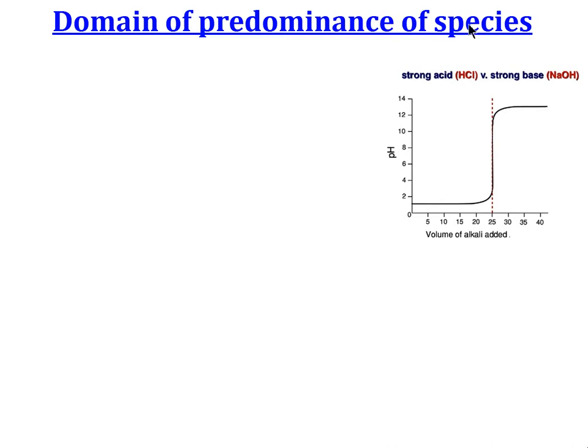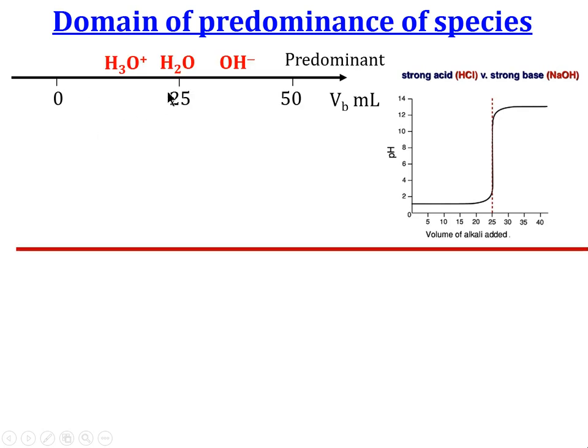Domain of predominance of species during the titration process. Consider the titration curve of the strong acid HCl by the strong base NaOH. For a volume of the base added between 0 and 25 milliliters, H3O+ is predominant. The pH is acidic. For a volume greater than 25, the pH is basic and OH- will be predominant. So between 0 and 25, we have H3O+ predominant. Greater than 25, we have OH- predominant.